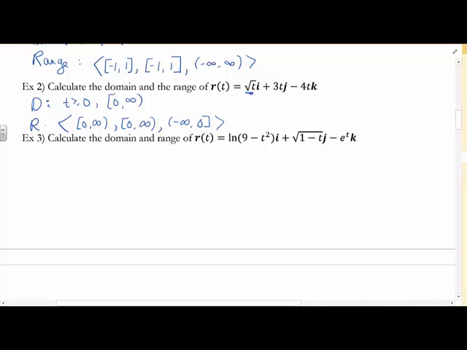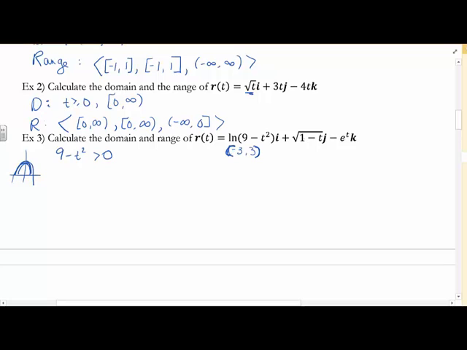And then last but not least, domain and range for this guy. So ln, the input for ln needs to be greater than 0. So 9 minus t squared needs to be greater than 0. And if I think about that graphically, there's 9 minus t squared. It's above the x-axis from negative 3 to 3. So this would be restricted on negative 3 to 3. Those are parentheses, pardon me.